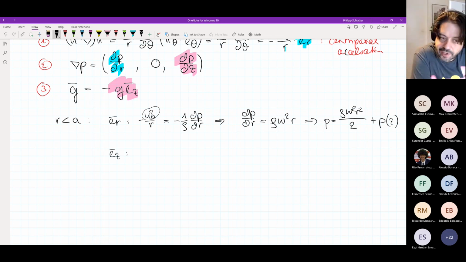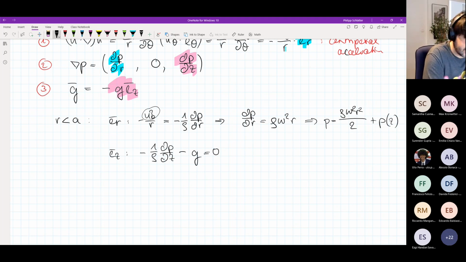The balance in the EZ direction, also right, that would be minus 1 divided by rho dp dz minus g is 0. And of course that means that, so again, I would now write dp dz is rho times g. This I can integrate once with respect to z. So I get my pressure being minus rho g z plus some integration constant p0.